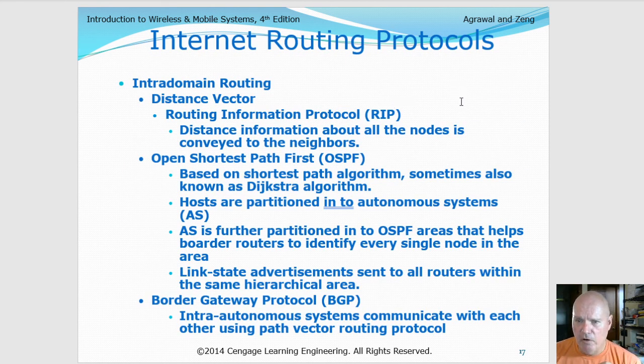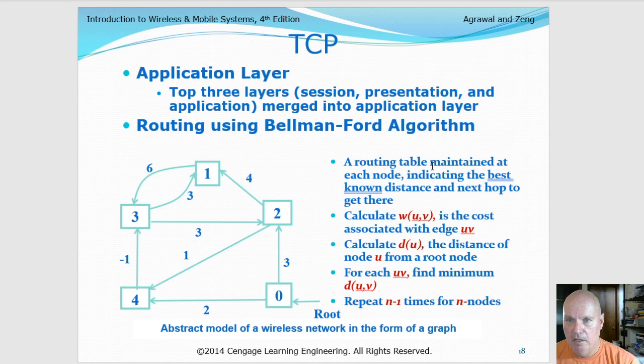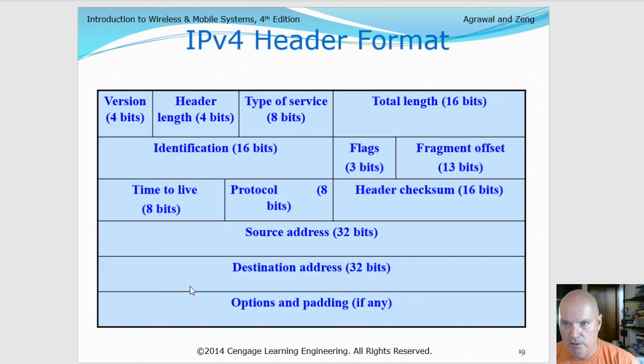Internet routing protocols are used by routers to maintain paths, how to get from one network to another, and there are several different algorithms for doing that. Okay. This actually isn't about TCP, although it's titled TCP. This deals with the application layer, which again encompasses the top 3 layers in the OSI model. And this slide talks a little bit about a particular algorithm for generating a routing table between routers.